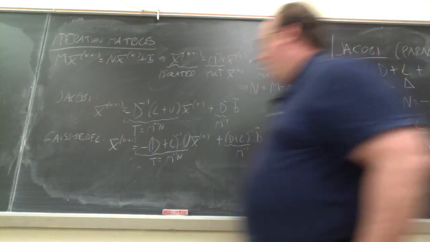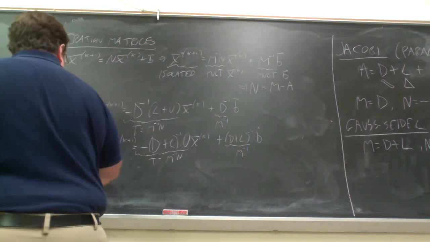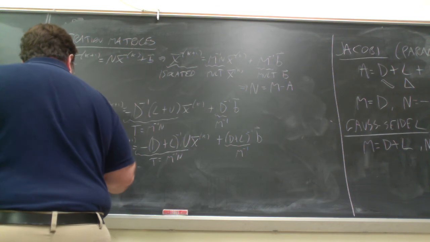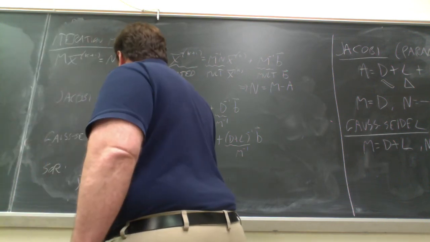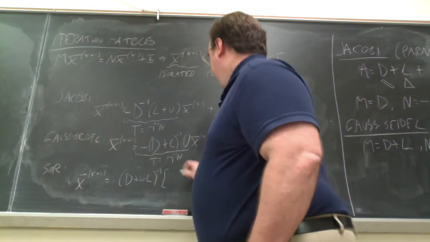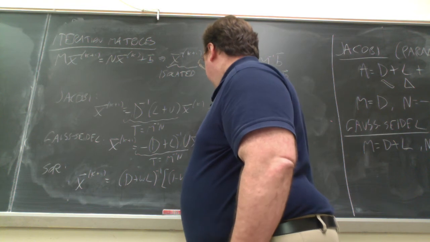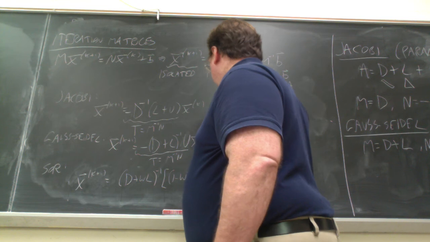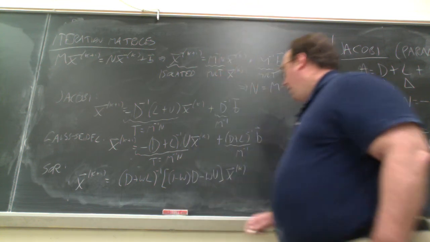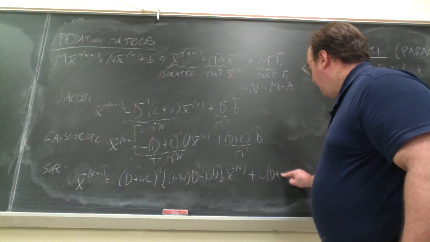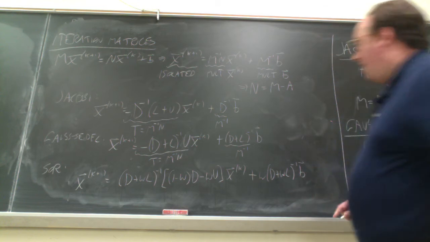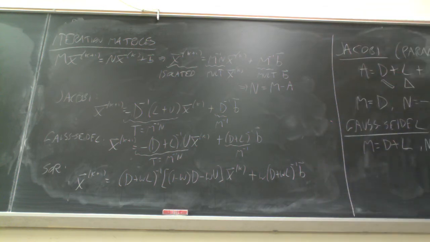And then finally for SOR, we have x_{k+1} is equal to (D plus omega L) inverse times ((1 minus omega) D minus omega U) x_k, plus omega (D plus omega L) inverse b. So again, whatever is multiplying x_k is the M inverse N, and all of that multiplying b is the M inverse. So I'll just label that.